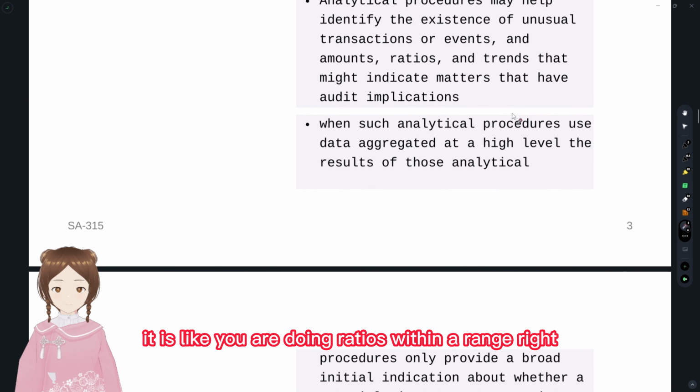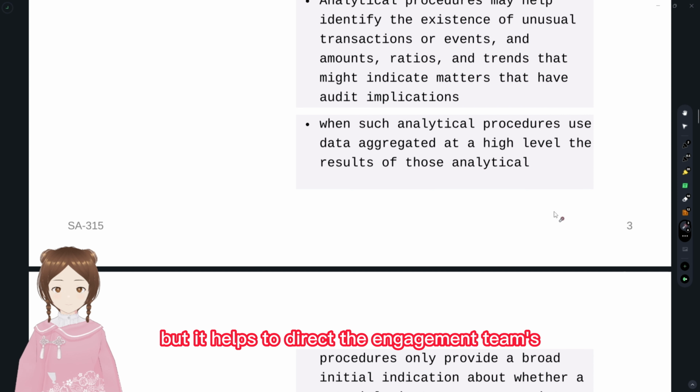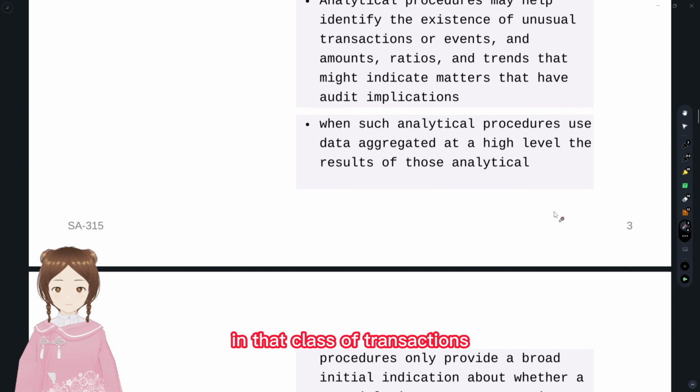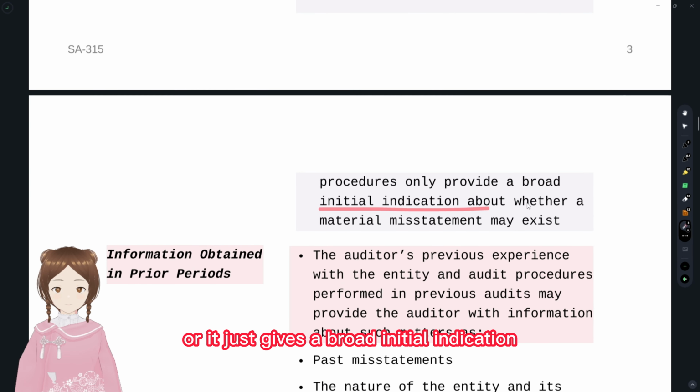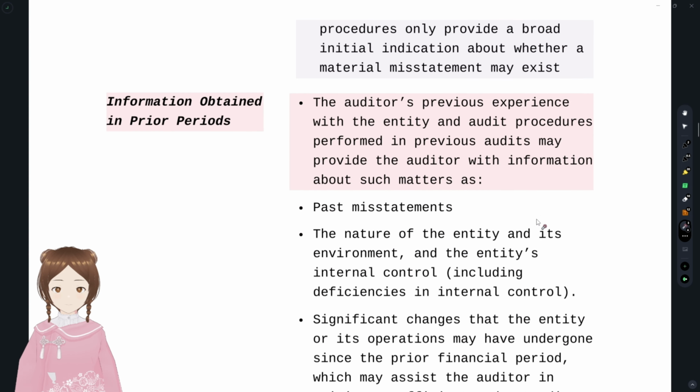It is like we are doing ratios within a range, right? Then when the ratios are unusual or they are too high or too low, we would get a doubt on that, right? And that is not a particular misstatement, or that doesn't signify that, but it helps to direct the engagement team's efforts to where there exists some unusuality in that class of transactions or that account balance. So it just gives a broad initial indication. That's just an indication that there could exist a material misstatement.